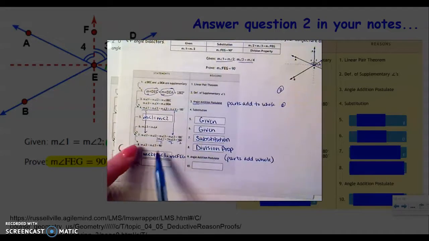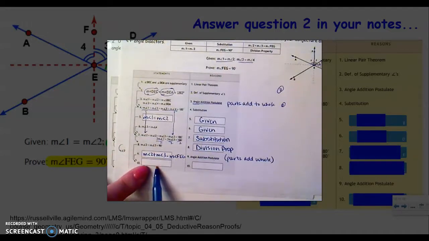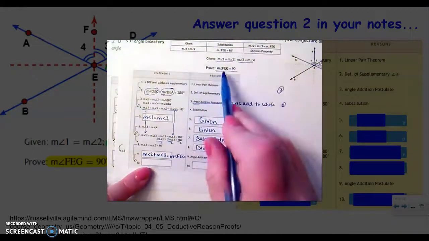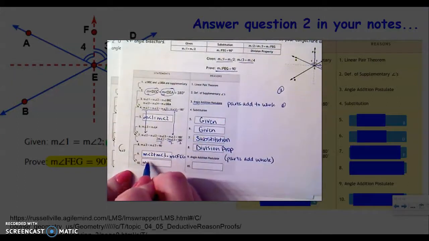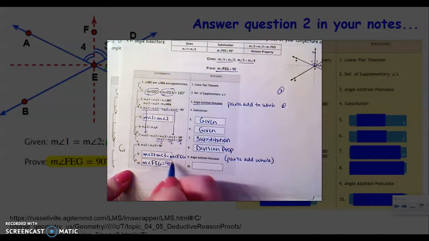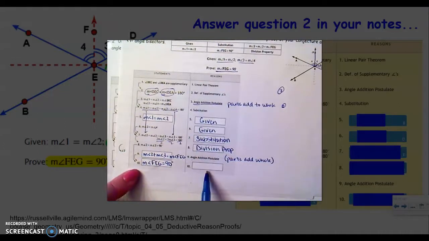So now, remember, this is another bless your heart moment if you miss this last statement, because your last statement of a proof should always be what you're trying to prove. So we know that our last statement should be the measure of angle FEG equals 90 degrees. Now the reason's not that easy. We never write prove as our reason, okay? Even though we write given as the reason for the given statements, you don't write prove for what you're trying to prove. There has to be a reason that you can get down here.